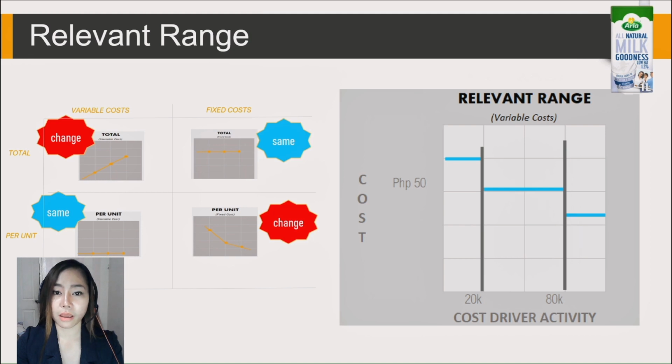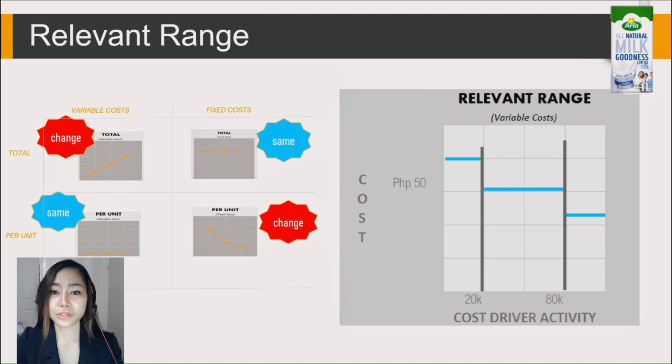On the other hand, if we sold more than 80,000, so it exceeds our relevant range, we'd probably get discounts, and let's say it will bring our variable cost down to 40 pesos. So instead of having a variable cost of 50 each, you can get it for 40 each. So you would get the bulk discount, and variable cost per unit would change once again.